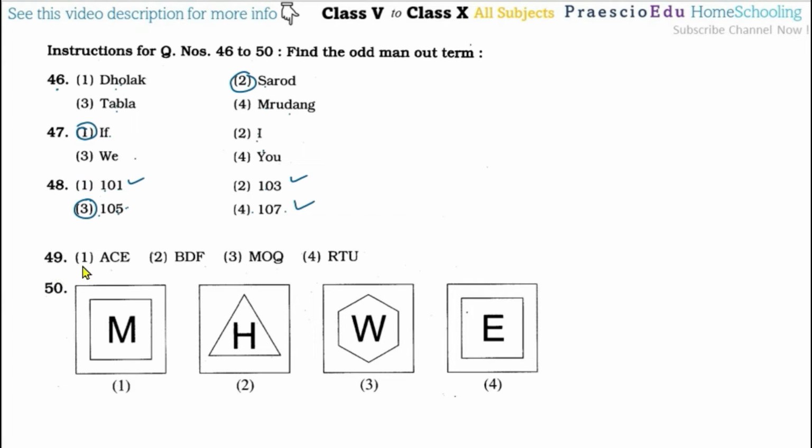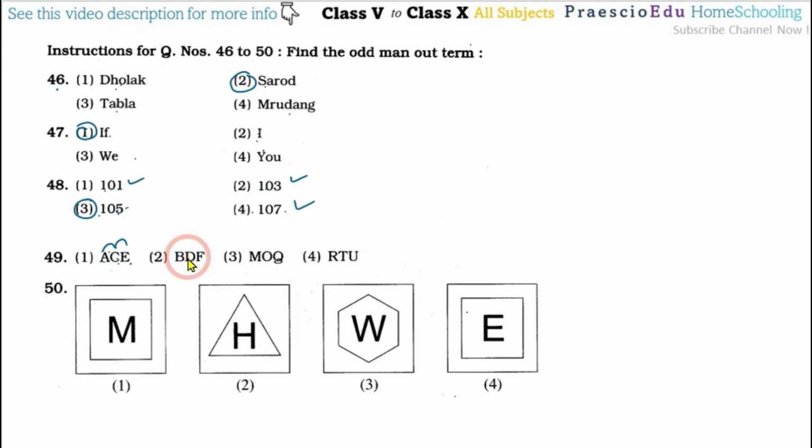Then question number 49: A, C and E. So from A to C there is one alphabet in between, this is B, then C and E also have one alphabet in between these two, like this one.